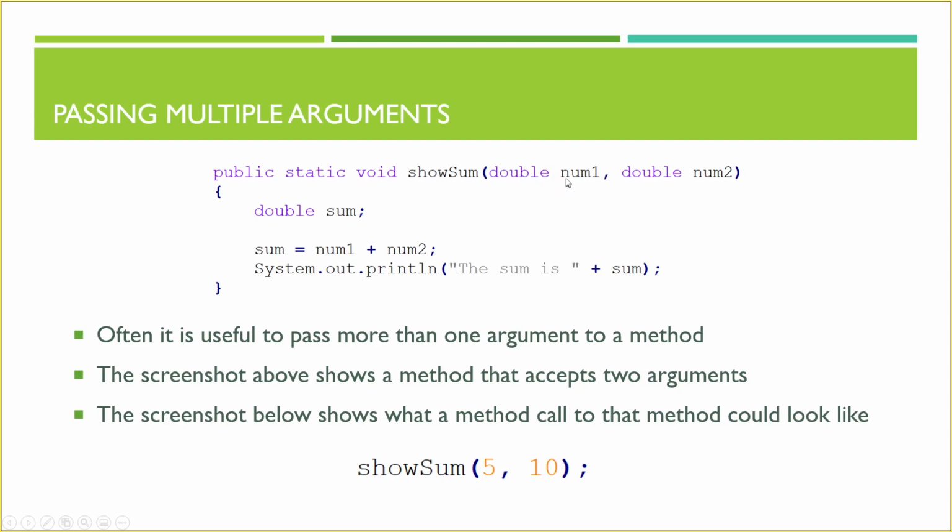So one of our parameters is called num1, and it's a double. Our other parameter is called num2, and it's also a double. And what this method will do is it will calculate the sum of my two arguments, which are being stored in these parameter variables, and then it will display that sum to the screen. Because we have two parameter variables, that means we need to keep that in mind when we call showSum, right? We need to have two arguments as well, separated by a comma.